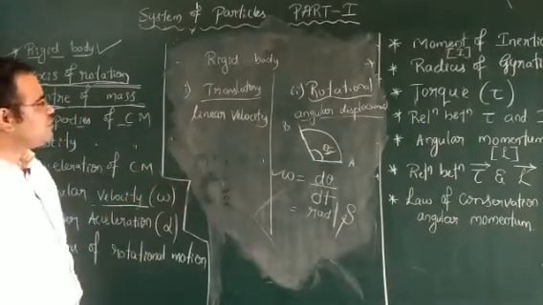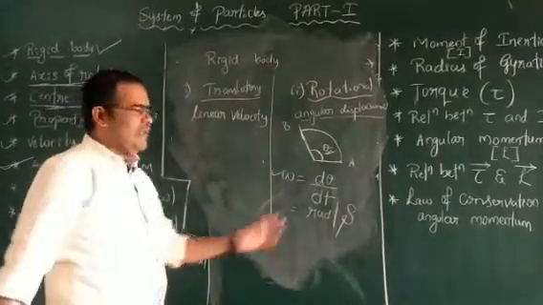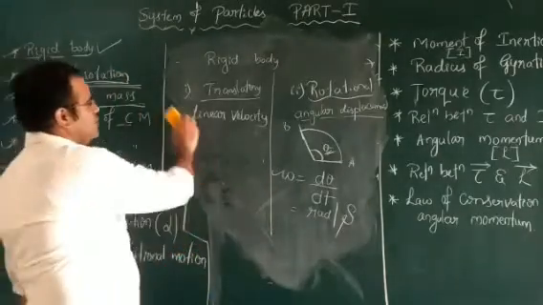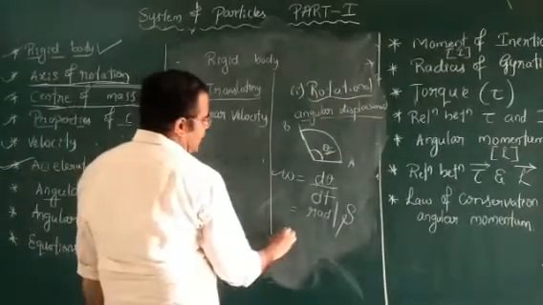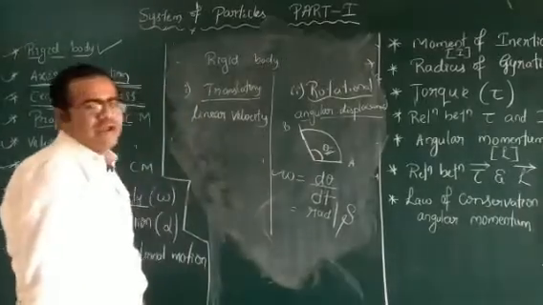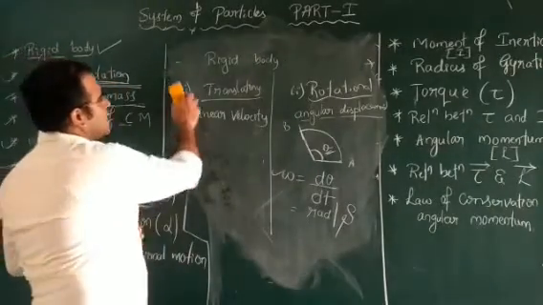Now what is the relation between this linear velocity and the angular velocity? Remember, angular velocity we again observe as a vector quantity.